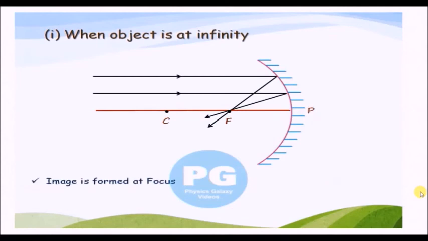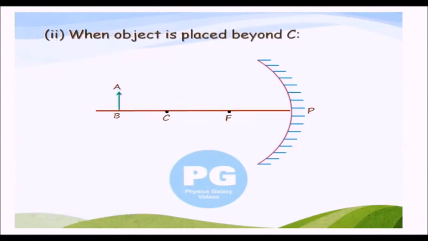Since the image is formed by actual meeting of the reflected rays, thus the image formed is real. The size of image is much smaller than the object, so we say, the image is highly diminished. Second, when the object is placed beyond center of curvature.